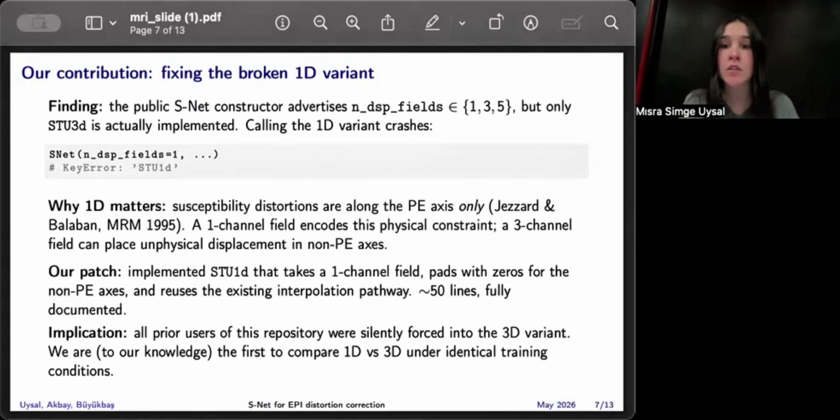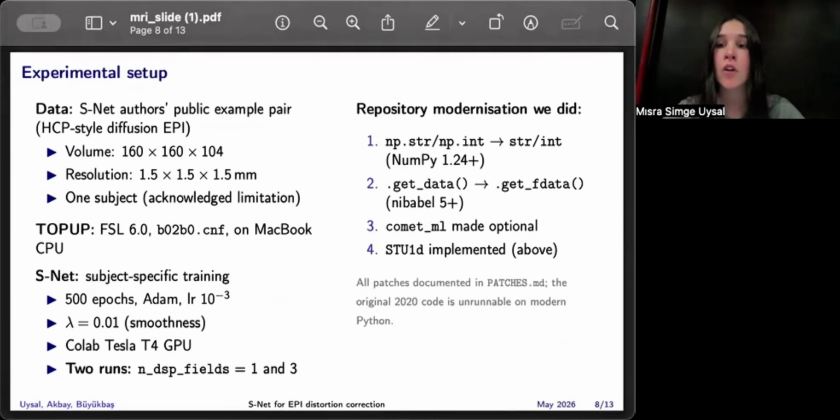Briefly on setup, the data is the SNet author's public example pair: one HCP-style diffusion EPI scan with reverse phase encoding at 1.5 millimeter isotropic resolution. We acknowledge that one subject is a real limitation. TOPUP we ran with FSL default configuration on a MacBook CPU. SNet we trained for 500 epochs of Adam at learning rate 0.001 on a Colab T4 GPU, with identical hyperparameters for both 1D and 3D variants to keep the comparison clean.